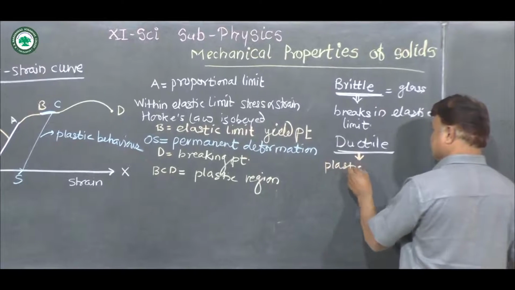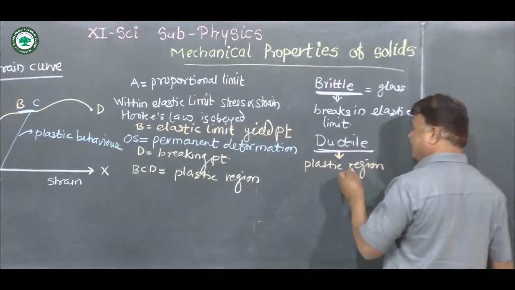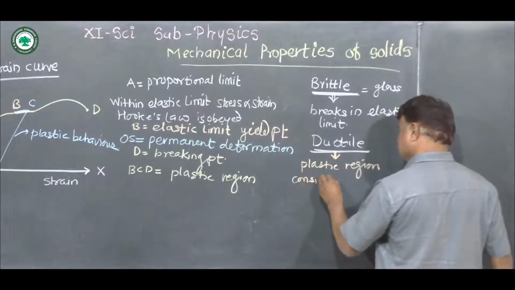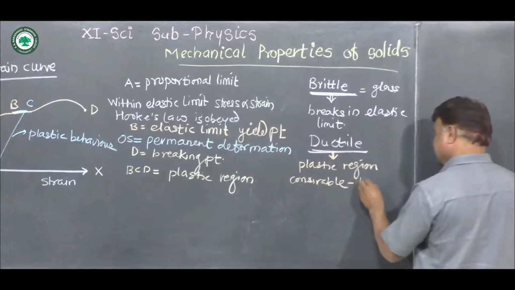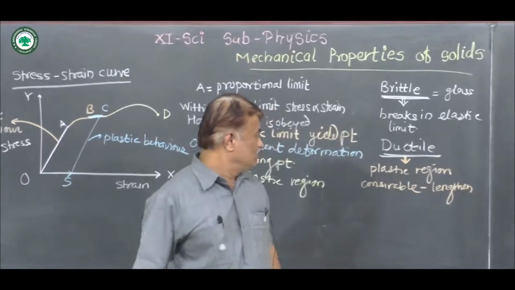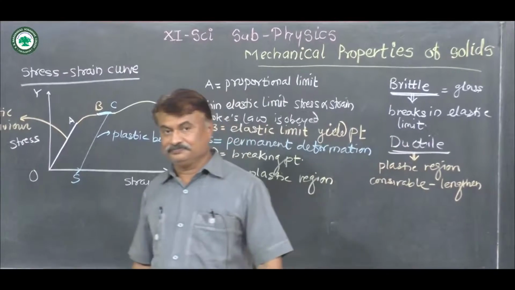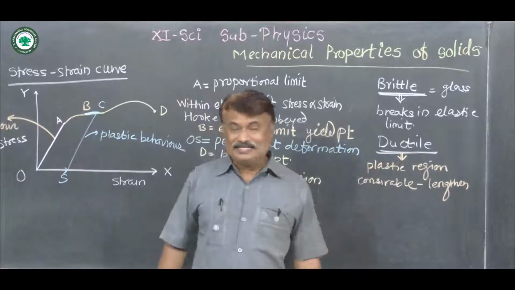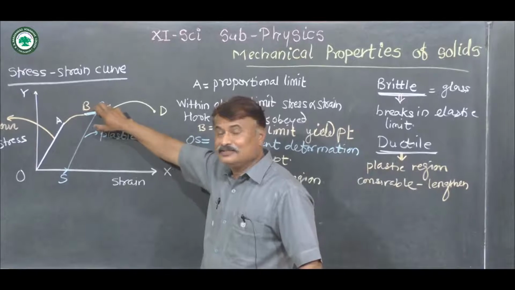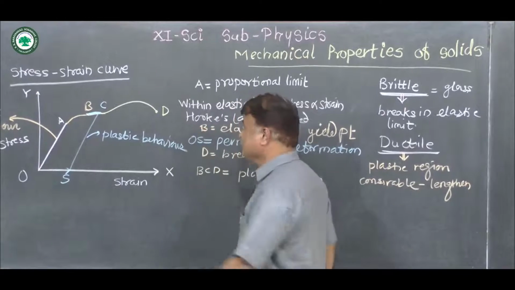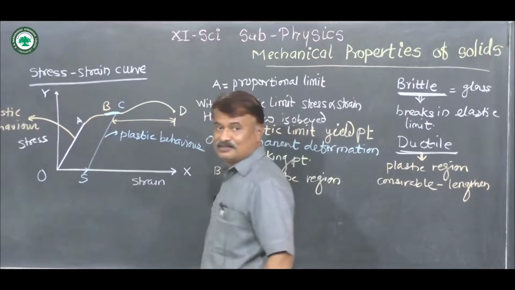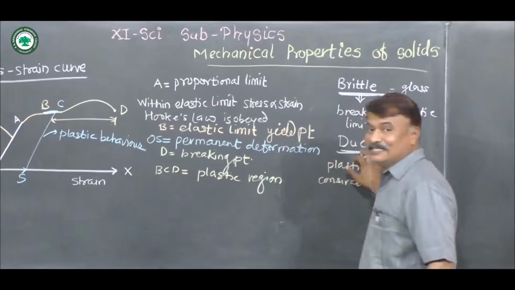Plastic region or plastic flow is considerable lengthen. Such substance is called as ductile substance. So in that case, this plastic region means BCD, this BCD region is very large. If you consider this region, this plastic region is large, then such type of substance is called as ductile substance.